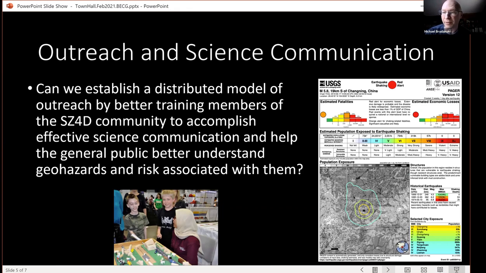And so I've shown an example PAGER diagram here to the right, just to show the two sides to this, right? PAGER is a fantastic product produced by our community to try and convey information rapidly about hazards associated with an earthquake. But also it's very difficult for a general audience to understand how PAGERs are made, what's in it, how to respond to it. So again, there are opportunities, I think, by better developing our people within our community to be able to do the science communication as opposed to establishing just an outreach office that would do that for our community.